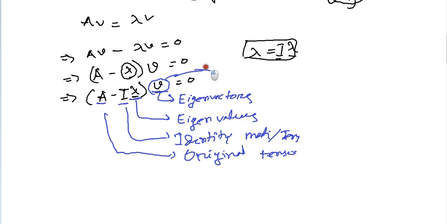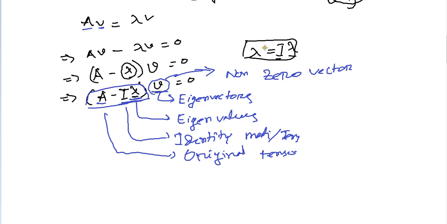So this should be a non-zero vector, because if it is a zero vector, then a zero vector times any tensor will be zero, so it cannot exist. So this must be a non-zero vector. So it's the linear algebra equation: something times a non-zero vector equals zero, so this must be zero, but it can only be zero if its determinant is zero.